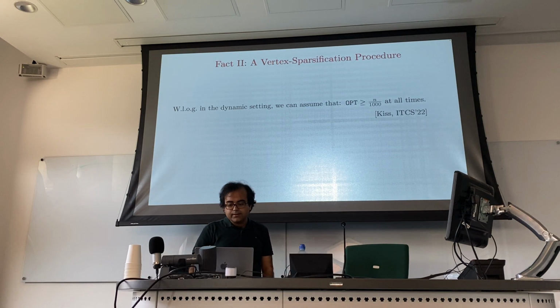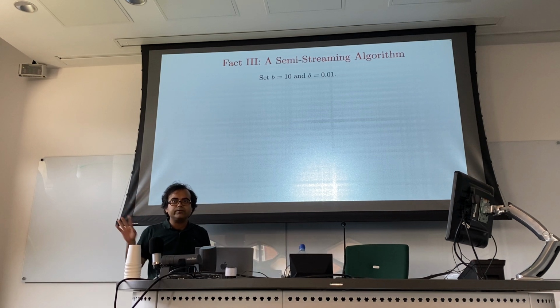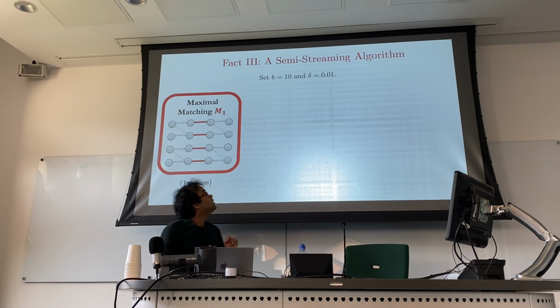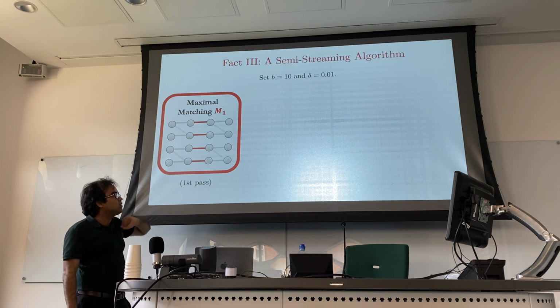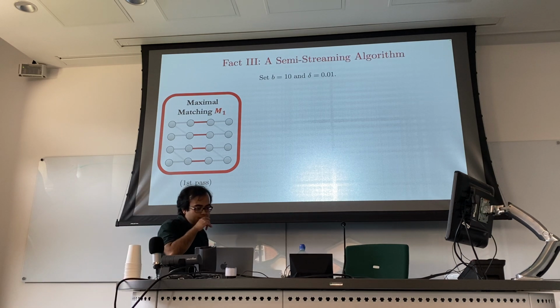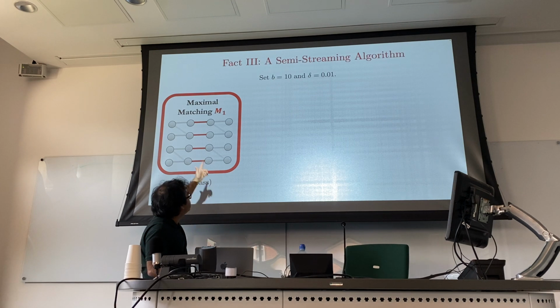And the third fact is a semi-streaming algorithm. Again, you can forget about the semi-streaming model. The template algorithm looks like this. Think of B as being some large constant, let's say 10 or 100, and delta as some very small constant, let's say 0.001. The algorithm looks like this. You first compute a maximal matching, M1, highlighted in red.